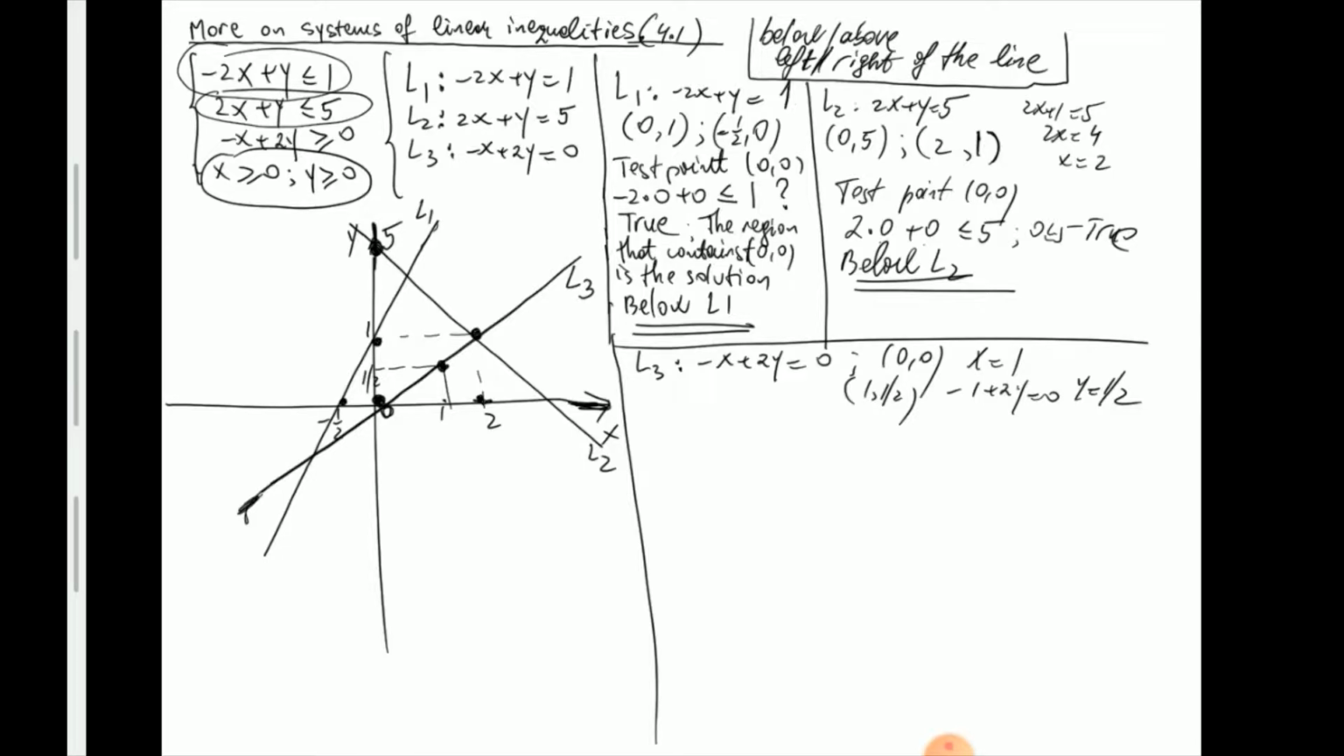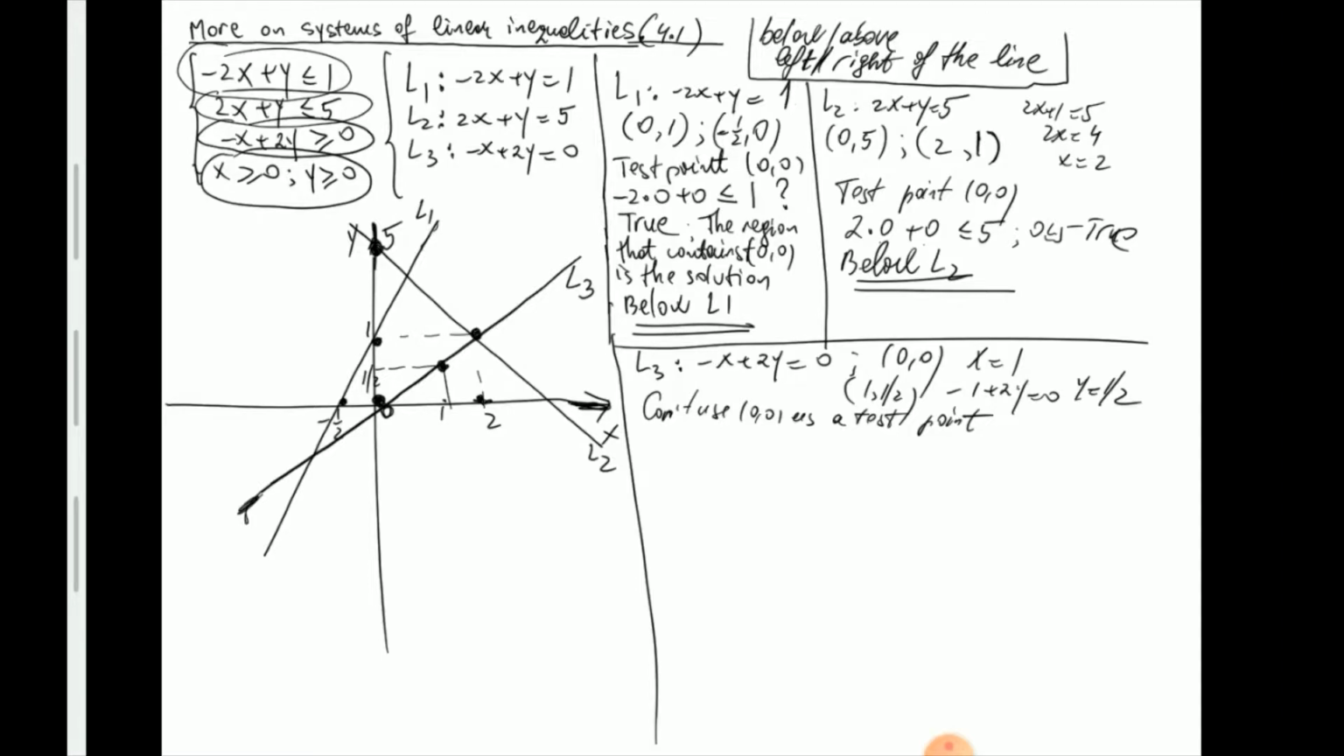All right, so which side of line number 3 should you consider for this inequality? The inequality, looking back at the original problem, is minus x plus 2y greater than 0. So you can't use 0, 0 as a test point, because 0, 0 is on the line.